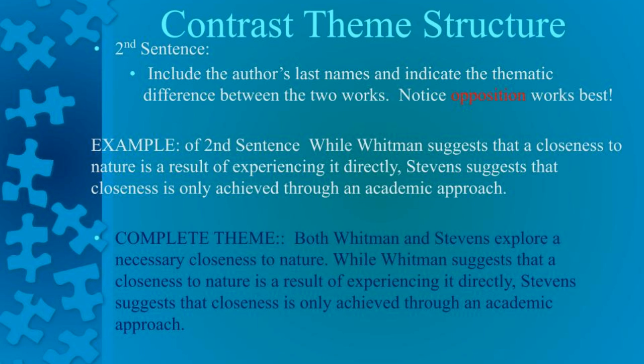So when you look at Whitman's and Stevens's ideas about a closeness to nature, notice that the first sentence in the completed theme gives the topic that they have in common, the closeness to nature. However, Whitman and Stevens have opposing ideas. While Whitman's idea is active, go out and experience, Stevens' idea is much more passive, that you can have an academic approach. So that's how you see the opposing nature of that thematic idea.